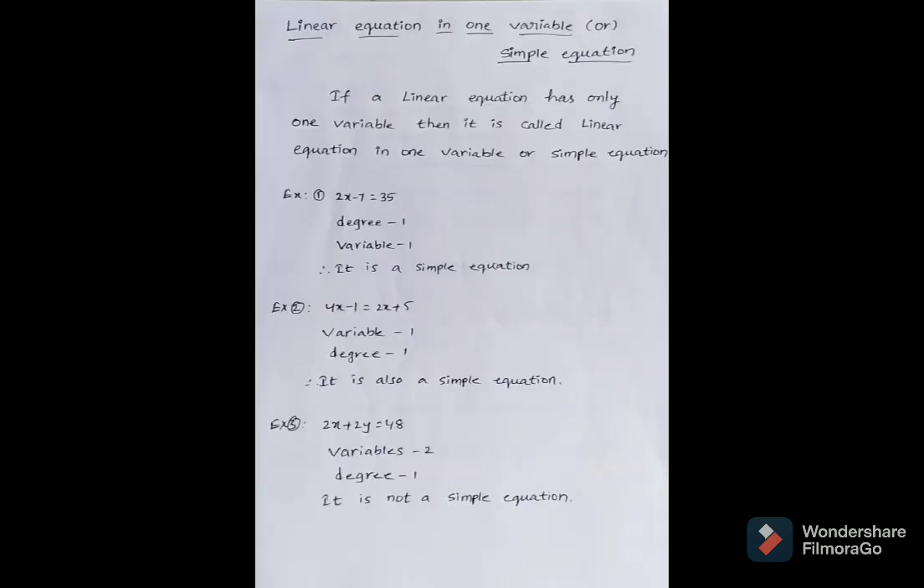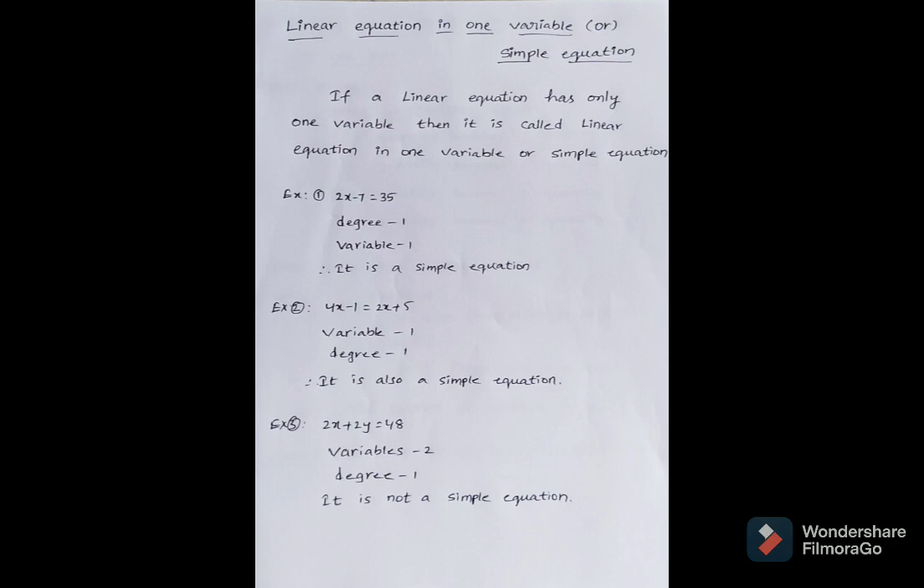Let us discuss linear equation in one variable, or simple equation. Listen carefully. If a linear equation has only one variable, then it is called a linear equation in one variable. It is also called a simple equation.